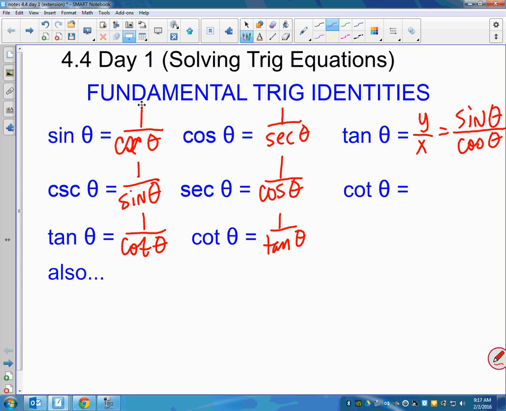And even if you're not in the unit circle, the r's would cancel. Like y over r over x over r, the r's would always cancel. So another way to think of tangent is sine over cosine, which means another way to think of cotangent is x over y, which means we could think of that as cosine over sine.